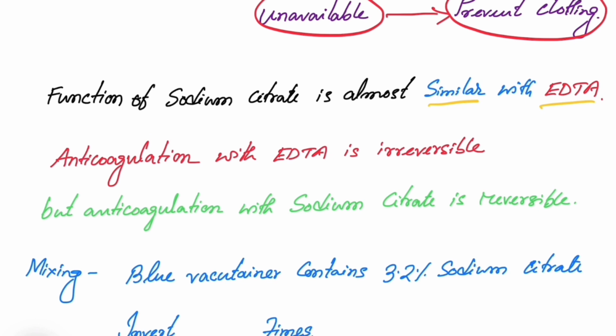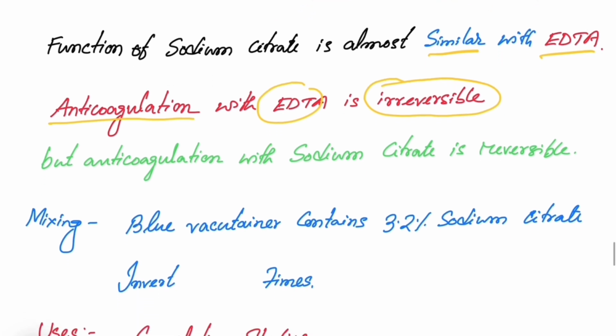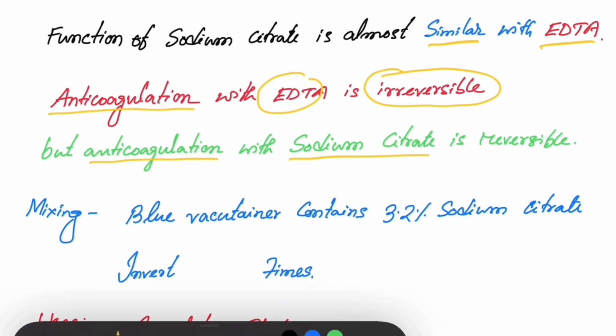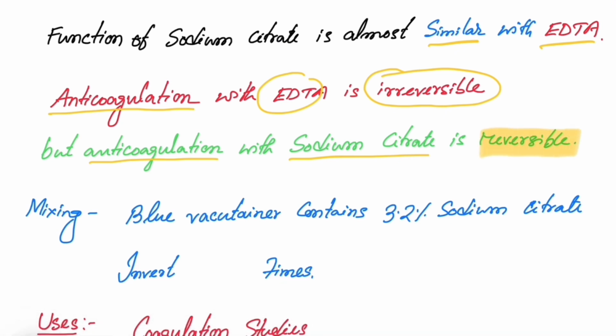Function of sodium citrate is almost similar to the EDTA. Why do I say it is almost similar? Let's see. Anticoagulation with EDTA is irreversible. Reversible means it can come back to its original position. Irreversible means it cannot come back to its original position. But anticoagulation with sodium citrate is reversible. That is a very important point. Once we come to the uses, I am going to tell you this.